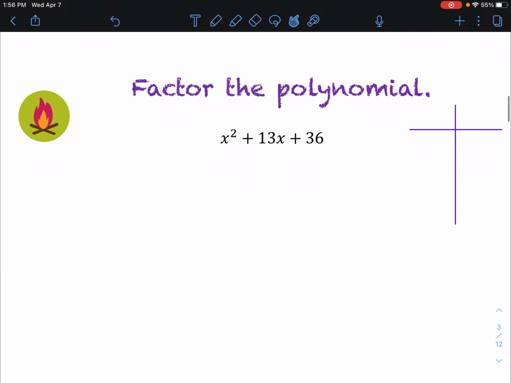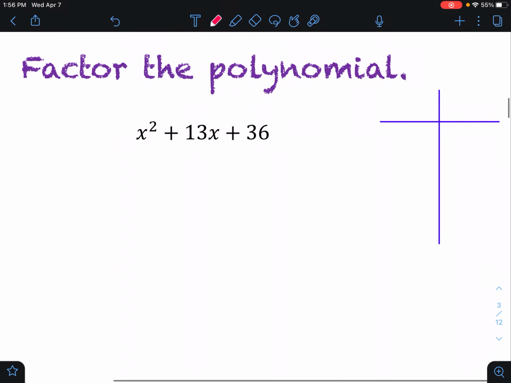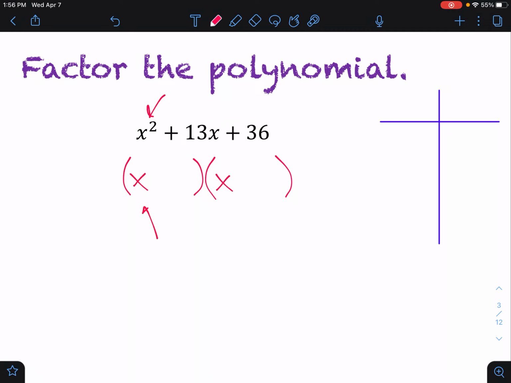Before we get into the ones with the number in front of the x squared, let's just refresh our memory. How do we factor these kinds of polynomials? So pause here, try it, see how you do. Okay, so if you remember, we know it's going to be two binomials. And in order to get the x squared term here, we need an x here and an x here.